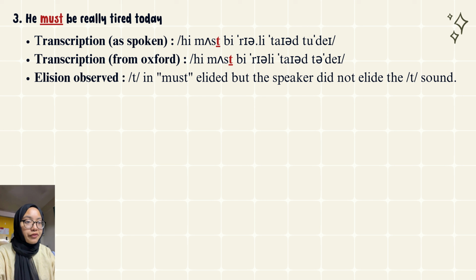This is a case of final consonant elision before another consonant, which is in this case the b sound in the word "be." "He mus' be" instead of "he must be." So this kind of simplification supports a smoother flow in fluent speech.